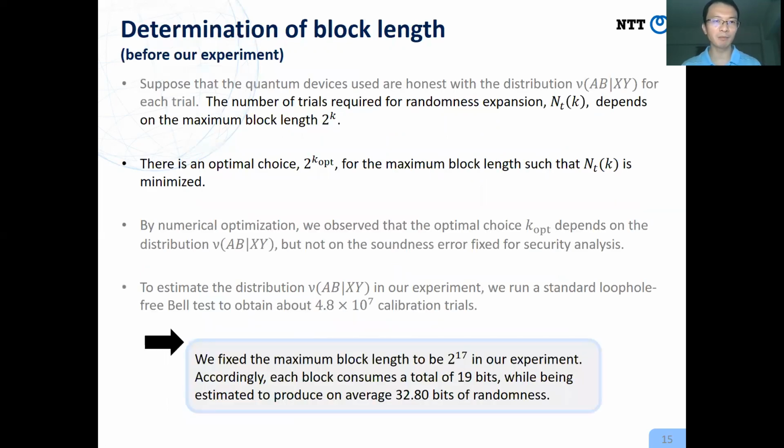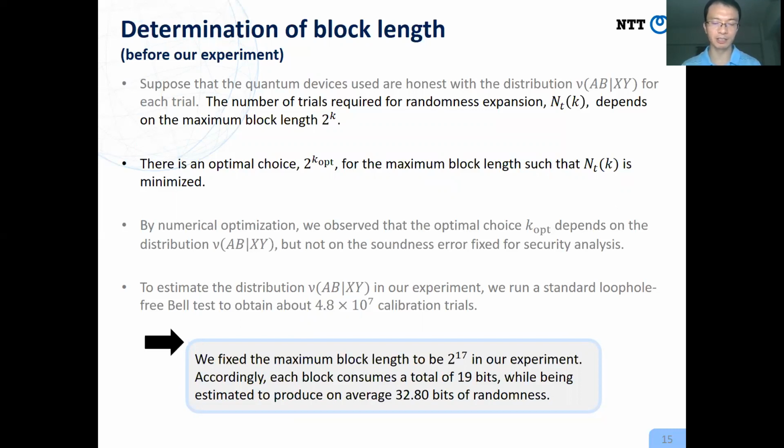Now let's see the first part. Before the experiments, we need to determine the block lengths. For this purpose, we formulate an optimization problem. It is not hard to see that the number of trials required depends on the block length. Hence, we can try to choose a proper block length in order to minimize the number of trials required for expansion. Accordingly, we choose the block length to be 2^17. I will skip the details for this step.